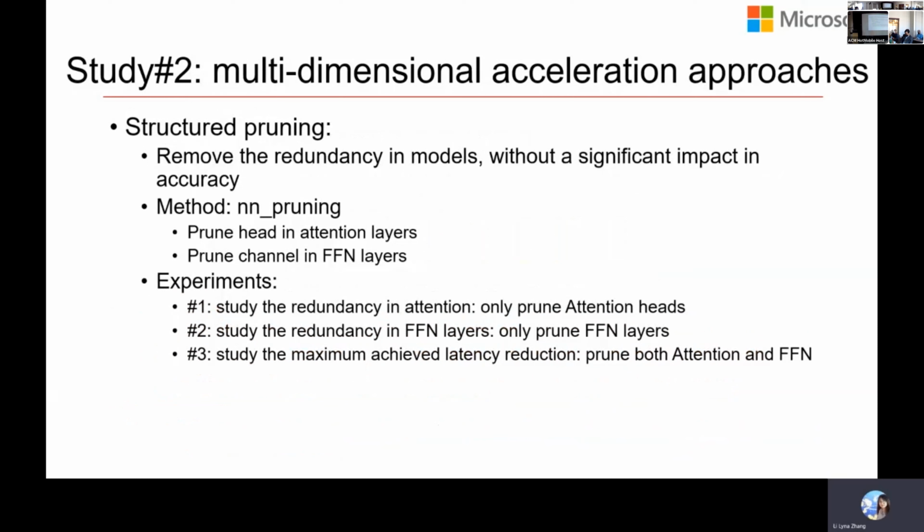Finally, we conduct structure pruning, which is aimed to remove the redundancy in models without a significant impact in accuracy. We use the state-of-the-art NN pruning algorithm, which is developed by Hugging Face. It prunes redundant heads in attention layers and prunes channels in FFN layers. The pruned models are with much smaller size and FLOPs. We conduct 3 experiments. Specifically, we study the redundancy in attention and FFN layers respectively, and with the observations, we further study the redundancy in the whole model to achieve the minimal latency.